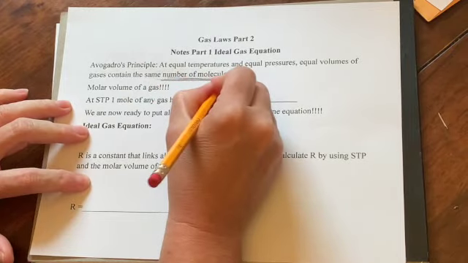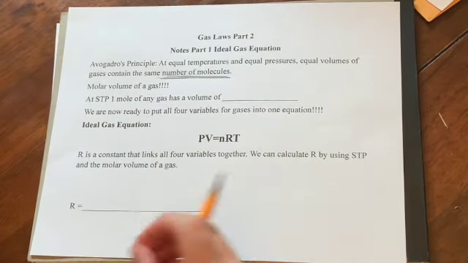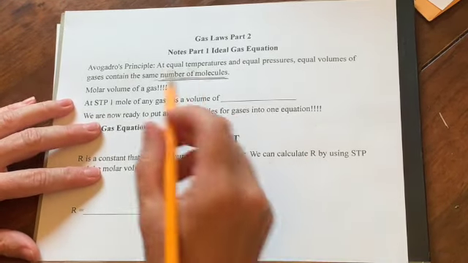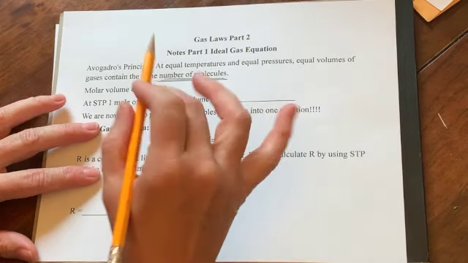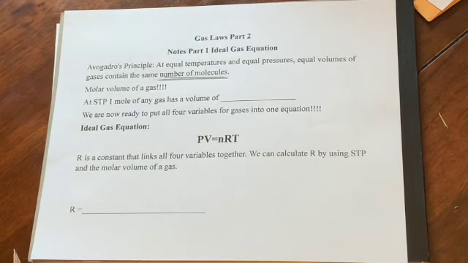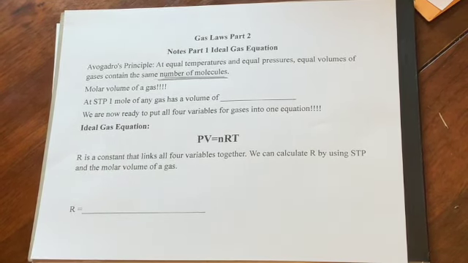So in the last unit, our number of molecules stayed constant. Now we're going to bring amount of substance into the discussion. So again, if you're at the same temperature and pressure and you have the same volume, that means you have the same number of molecules, regardless of the type of gas you're dealing with. This is also known as the molar volume of a gas.